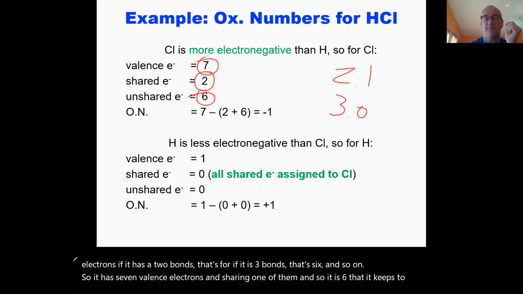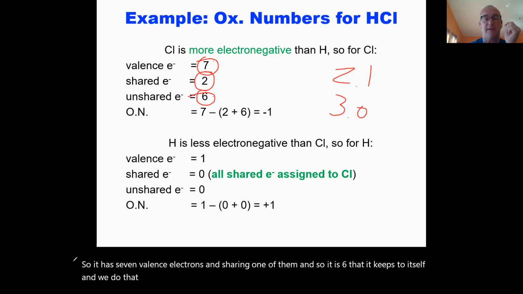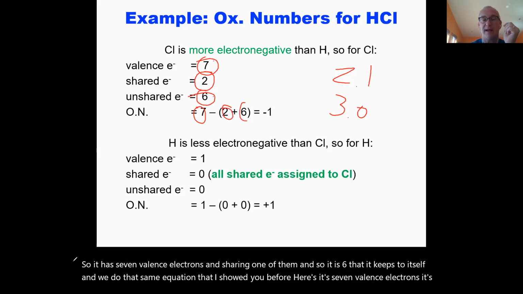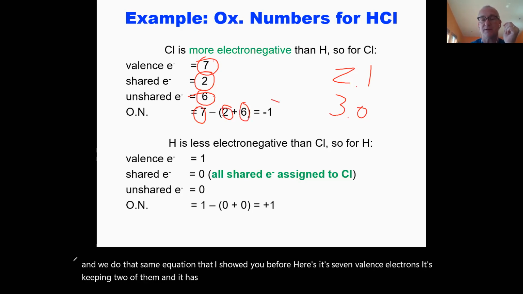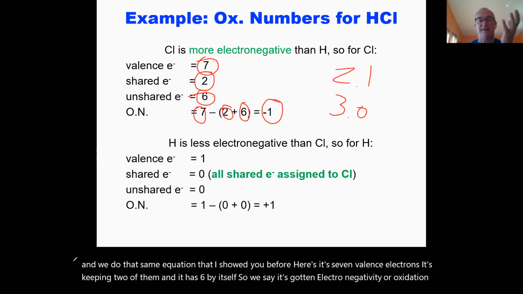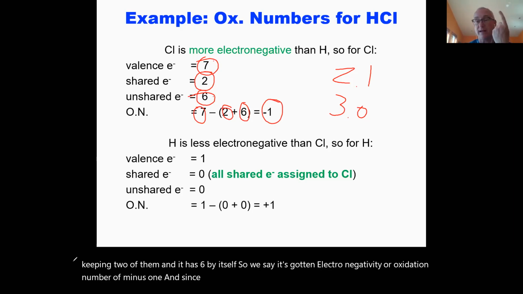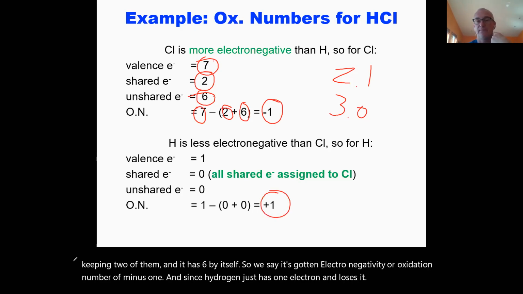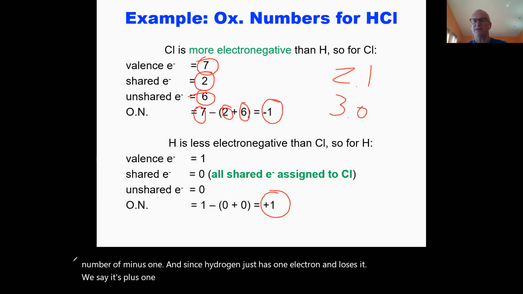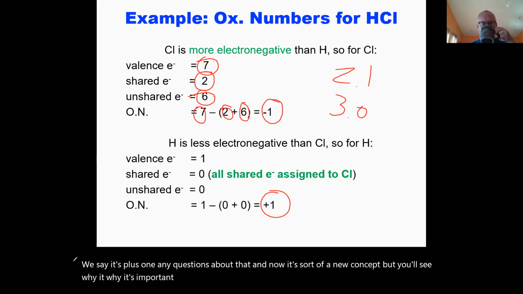And we do that same equation that I showed you before. Here's its 7 valence electrons. It's keeping 2 of them, and it has 6 by itself. So we say it's got an oxidation number of -1. And since hydrogen just has 1 electron and loses it, we say it's +1. Any questions about that? I know it's sort of a new concept, but you'll see why it's important as we go along.